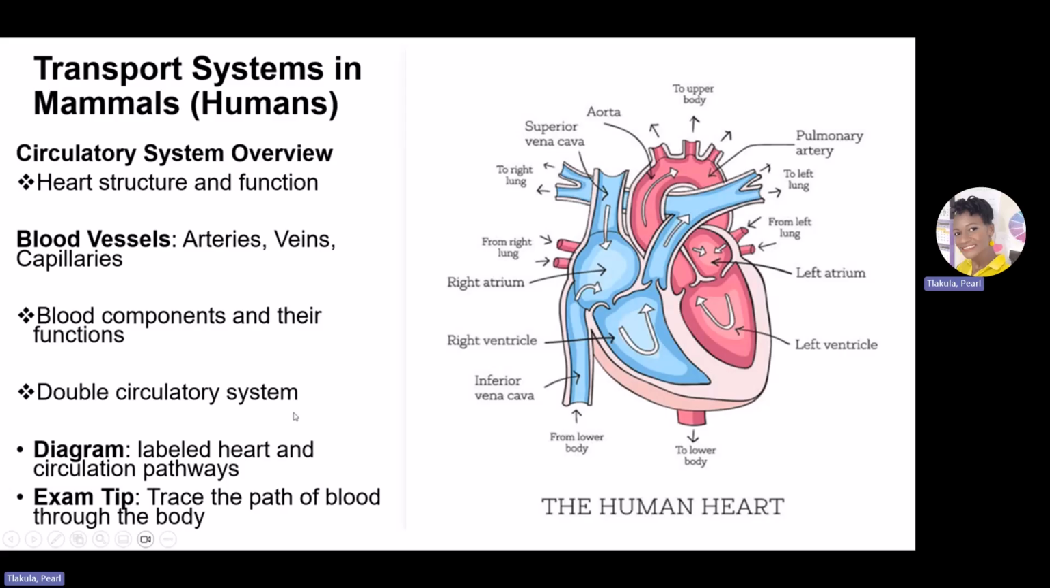The tip is to trace the path of the blood throughout the body. Like for an example, how air goes into the blood, also throughout the body, and how air comes out. And also the blood that is without oxygen and the one that is with oxygen.